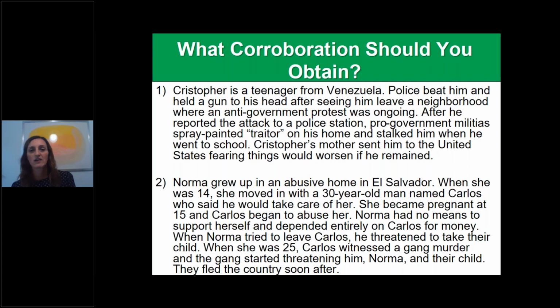I think the only one that's kind of a question mark would be a membership card for Christopher, because it's unclear from our hypo if he actually was a member of a political party or not, or if he just happened to be in the neighborhood where this anti-government protest was taking place. But I think you could ask Christopher, and if we had more information, then it is possible that that could be a good piece of evidence as well.